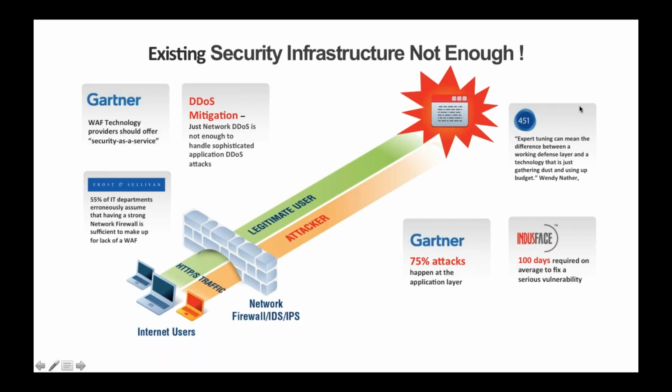451, one of the data points they gave, is that expert tuning and continuous updates can be the difference between a working defense layer versus something that is just gathering dust. So this is where I'm saying it's not just virtual patching and forgetting about it. That virtual patch policy is going to leave behind a footprint of an attempted attack, which can be the intelligence based on which further tuning and further automated updates can be done to improve your defense posture to keep the hackers out and prevent a hack from happening before it happens, right?